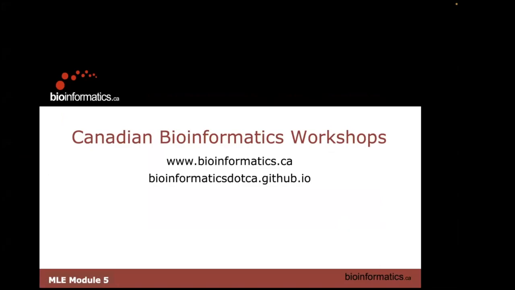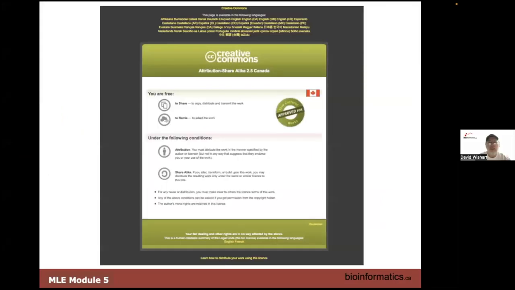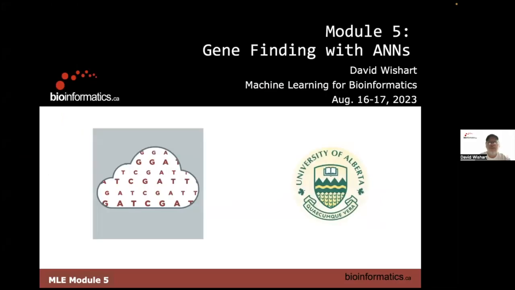This is module 5 today, and the usual Creative Commons. What we're going to be talking about today is gene finding with artificial neural nets.